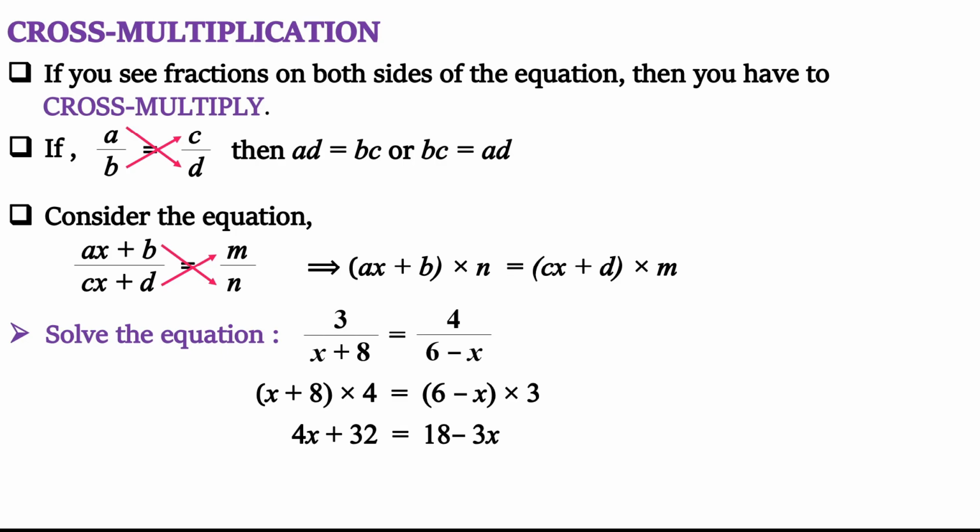Next step will be collecting all the like terms together. So on the left hand side I am having all the x's. How? 4x is already on the left hand side, let it be there only. Minus 3x is in the right hand side, so when I bring it to the other side, it will become plus 3x. 18 is already in the right hand side, we'll keep it as it is, and plus 32, which is on the left hand side, when it goes to the other side becomes minus 32. And next I have 7x is equal to minus 14. I have simplified, I have added like terms. Now what I am having with me, x is equal to minus 2.